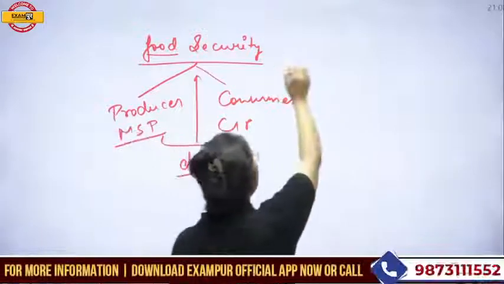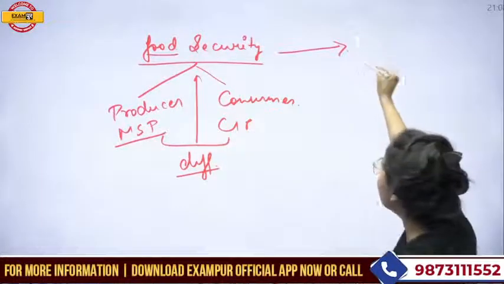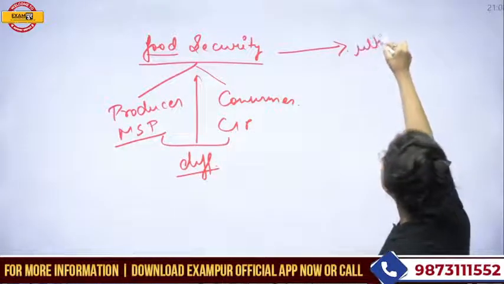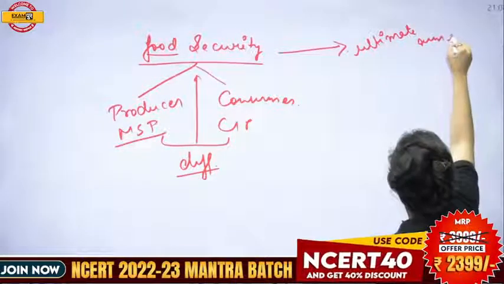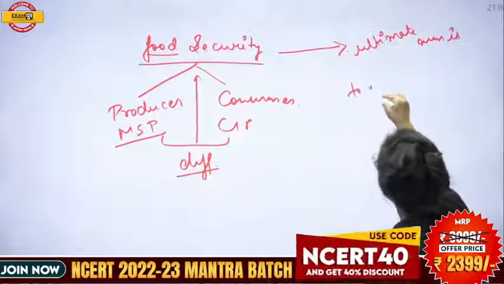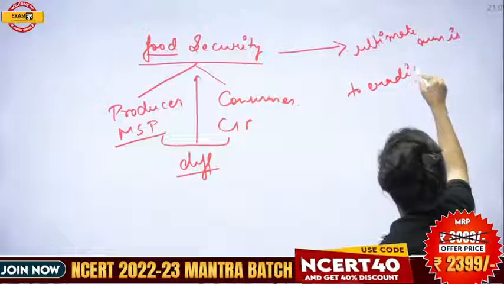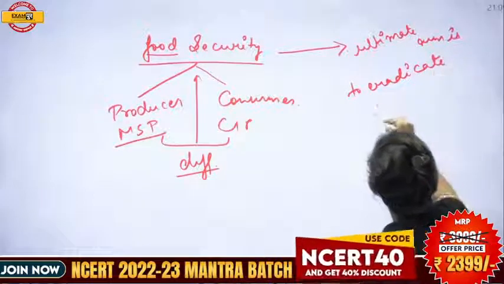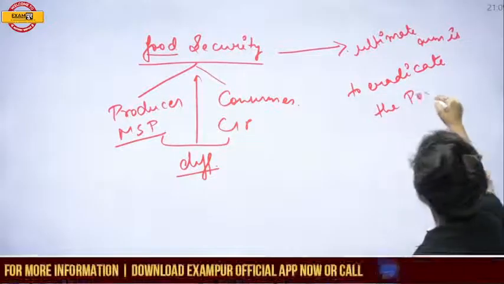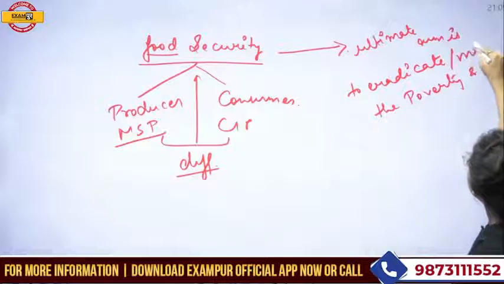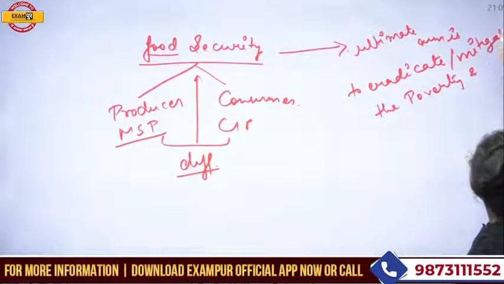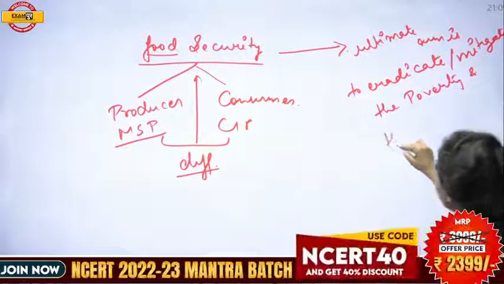What is our ultimate aim? Our ultimate aim is to eradicate the poverty or mitigate the poverty and hunger.